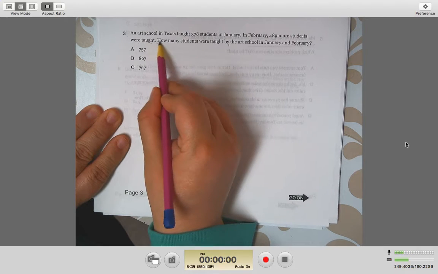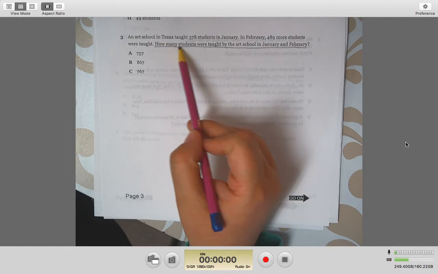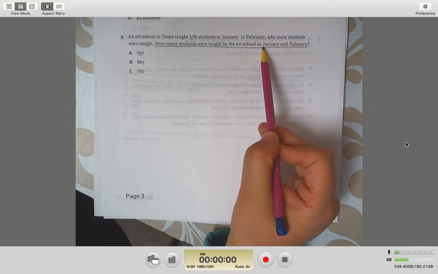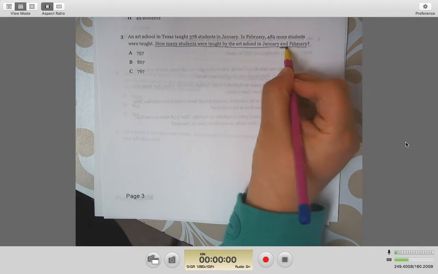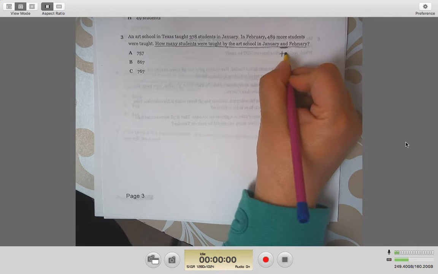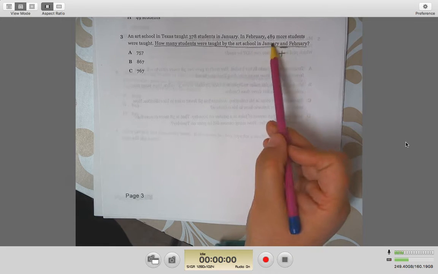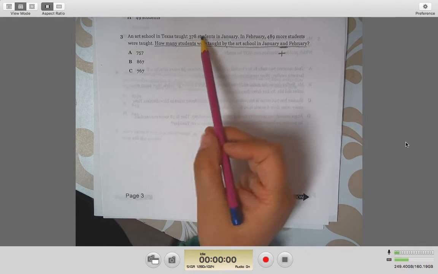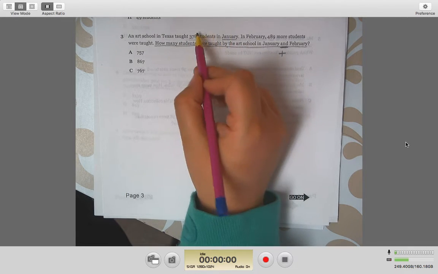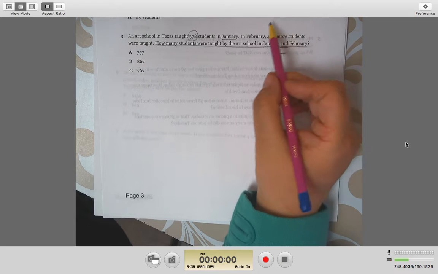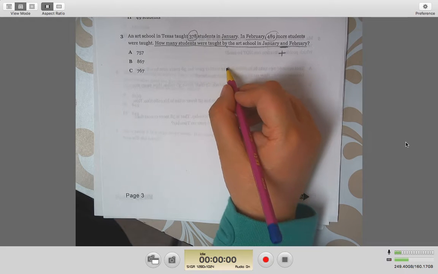So the first thing I want to do is underline the question and really read through that question again. How many students were taught by the art school in January and February? So when I'm thinking about this, it's saying January and February, so I'm probably going to be adding two numbers together here. So I'm going to go back through my problem and find out how many in January, how many in February. So it says taught 378 students in January, so 378, I'm going to circle that number. And then in February, 489. So I'm going to add these two numbers together.